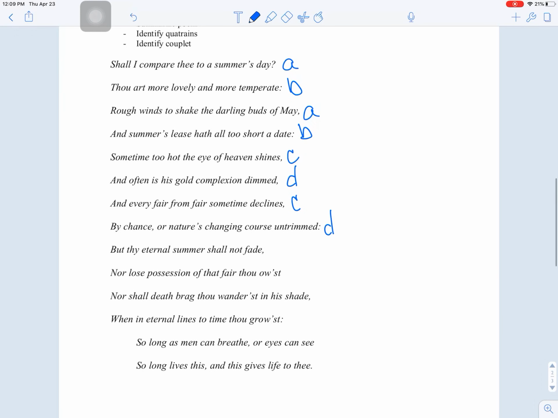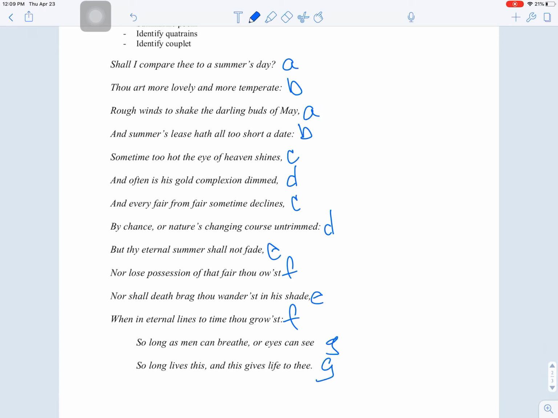Then we move on and we have fade. Fade doesn't really rhyme with any of the words before it, so it gets a letter E. Owest also doesn't really rhyme with anything before it, so it gets a letter F. Shade and fade rhyme, so they both get a letter E. Growest and owest rhyme, so it gets a letter F. And then we have our last two lines with C and D. So they both get a letter G.